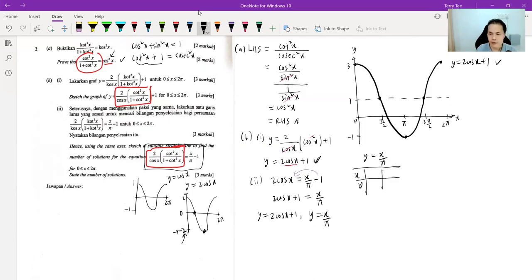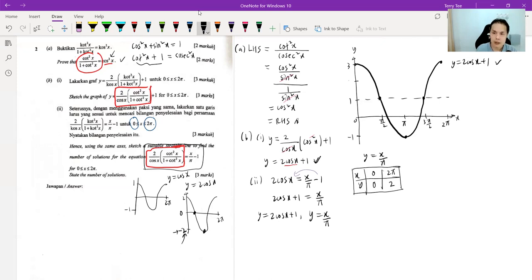Now, when you use the table of values, we always use the smallest and the largest value of x given here. In this case, 0 and 2 pi. So I'm going to put 0 here. I'm going to put 2 pi here. As I substitute 0, my y is also 0. As I substitute 2 pi, my y is now 2.